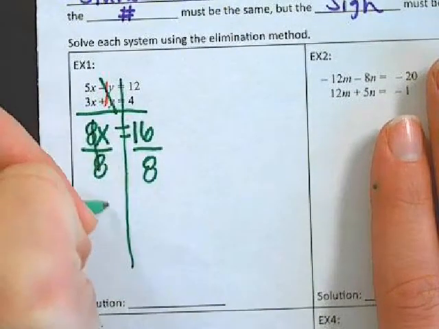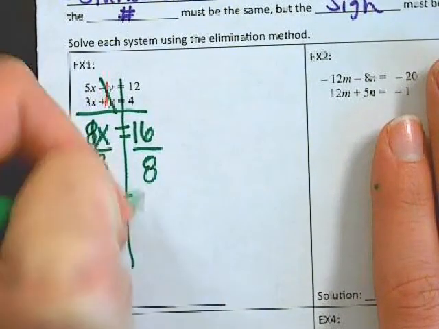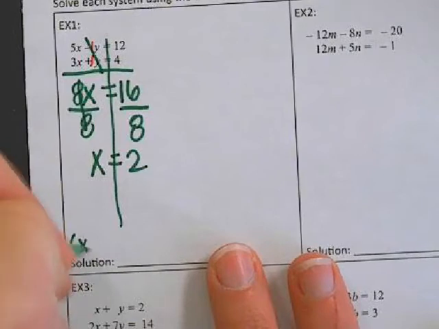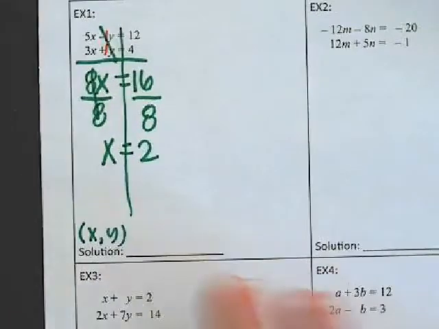8 over 8 is 1x or just x. 16 over 8 is 2. Okay, got x by itself. Remember, the solution is that x and y number written as an ordered pair.